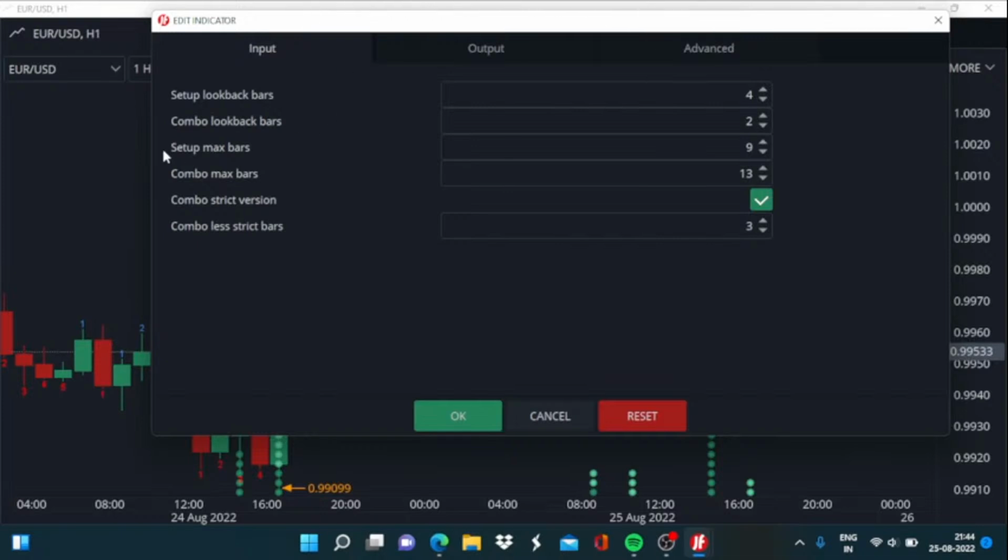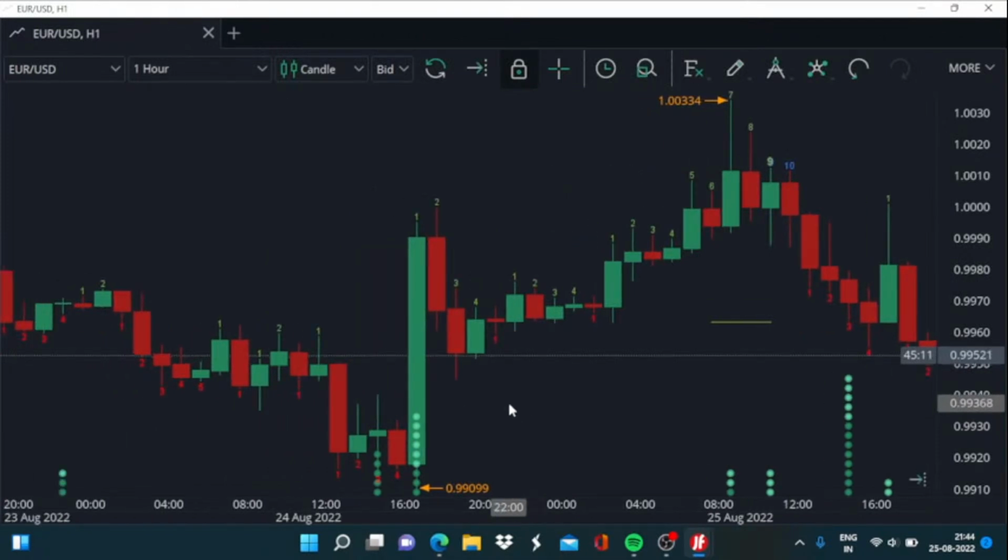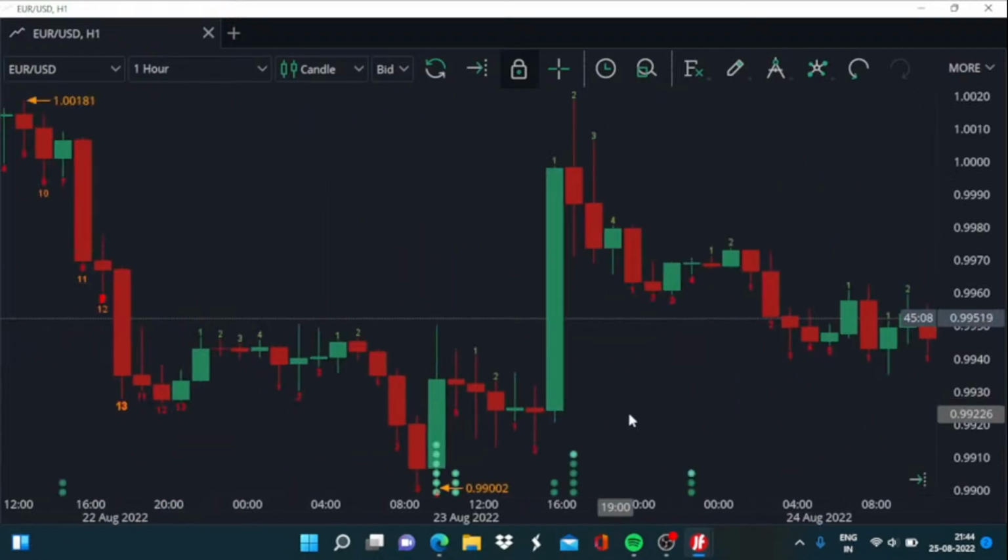Now here we can define these levels. In the TD sequential indicator, we were not really able to tinker with the initial formation. There were no options, but in the TD combo indicator, you get all these options using which you can customize this indicator to take advantage of the market dynamics. So here, the combo lookback bars are two. If you feel like you want to increase it, you can increase it. So there will be some changes. So here we have these changes now for the TD combo indicator.